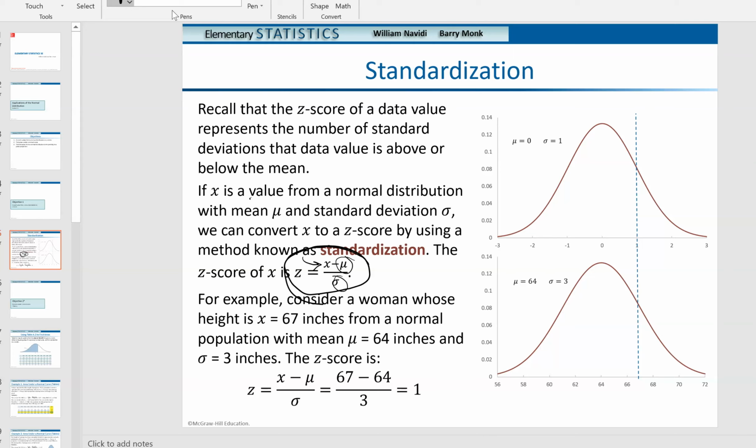For example, a woman whose height is 67 inches from a normal population with a mean equal to 64 inches and standard deviation, or sigma, equal to 3 inches, the z-score is, so you do x minus mu divided by sigma. 67 is x, 67 minus 64, 64 is the mean, divided by 3, 3 is sigma. So 67 minus 64 is 3, and 3 divided by 3 is 1.